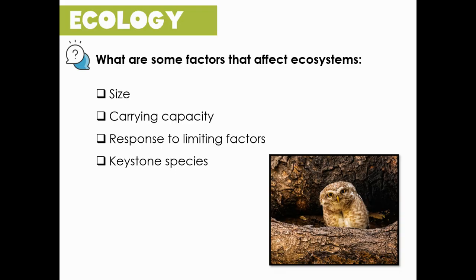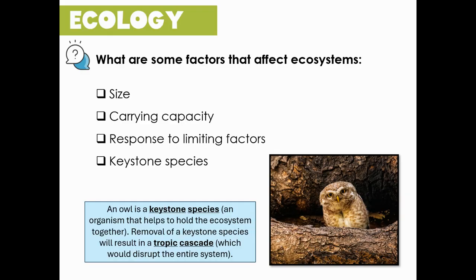Because if you think about a food web that includes an owl, all the things that an owl eats, or maybe the predators of an owl, if you were to remove the owl from the ecosystem, it creates a chain reaction of things that affects the entire ecosystem. So this is why something like an owl would be considered a keystone species.